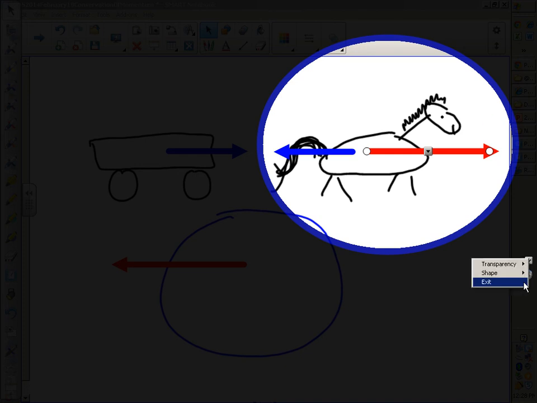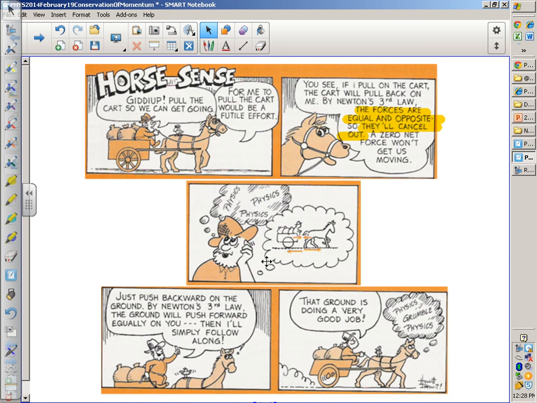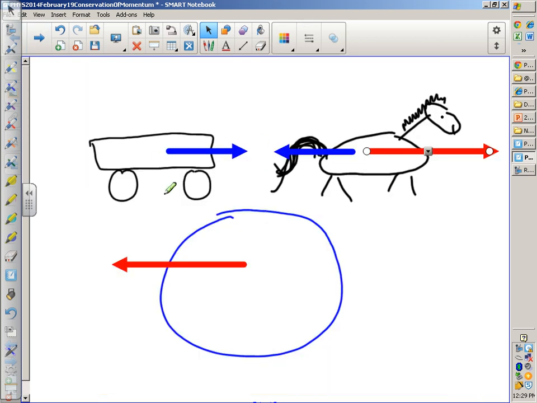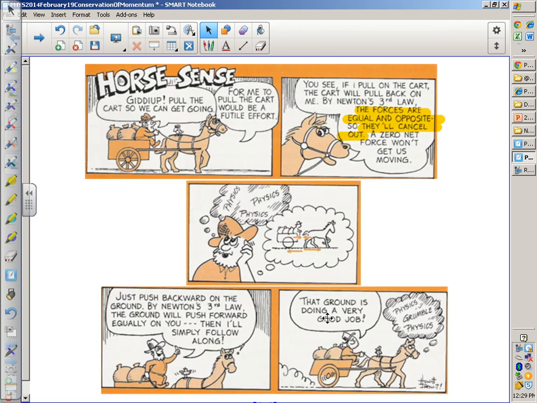As you can see from the comic strip, the farmer says, hey, just push backwards on the ground. By Newton's third law, the ground will push forward on you. Both of these are Newton's third law action-reaction pairs. The horse pushes on the ground, and the ground pushes back forward. Then the farmer taunts the horse by saying, hey, this ground is doing a great job, because the ground is pushing forward. And the horse responds with, grumble, physics, which I'm sure some of you can share that sentiment with the horse.